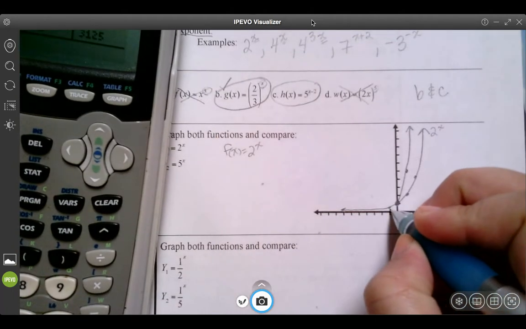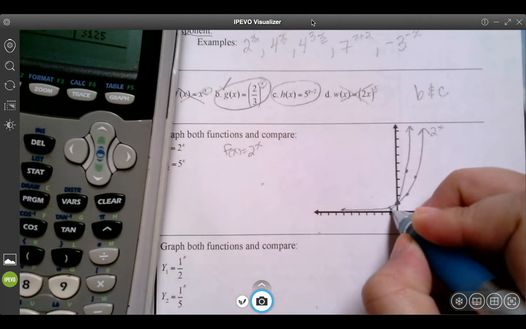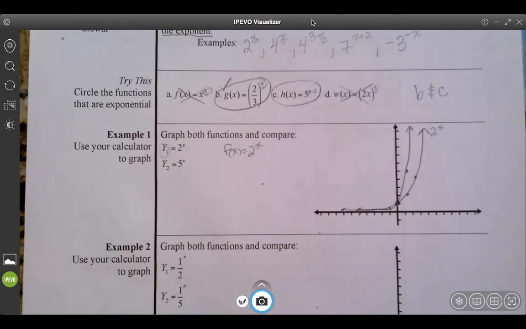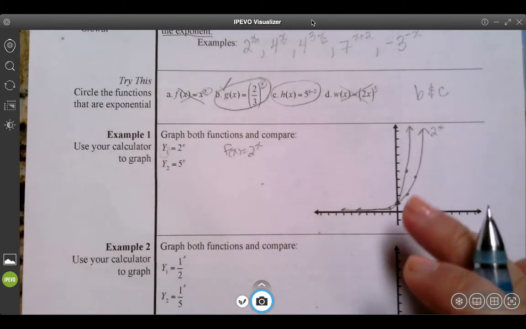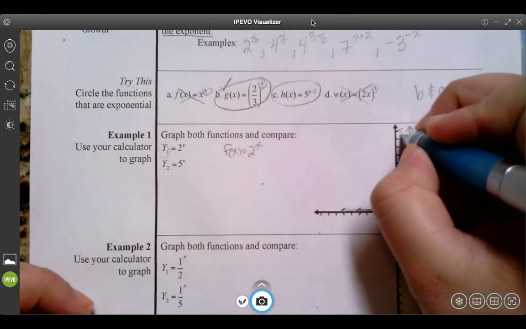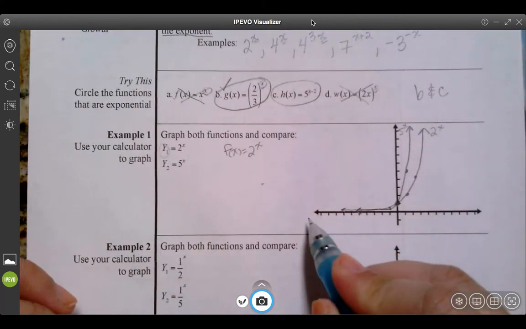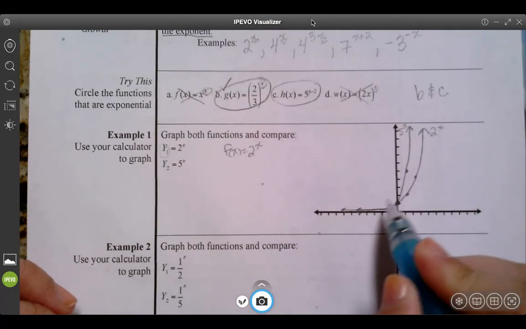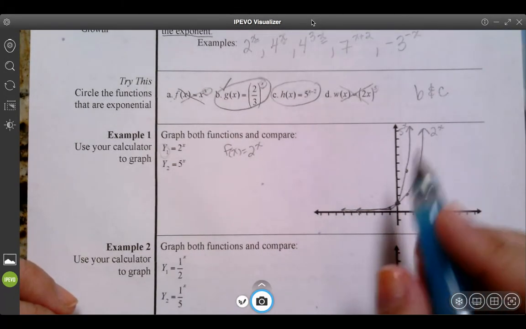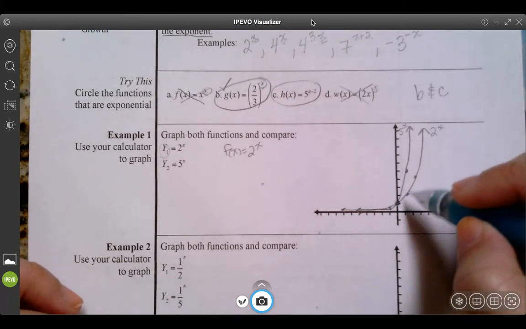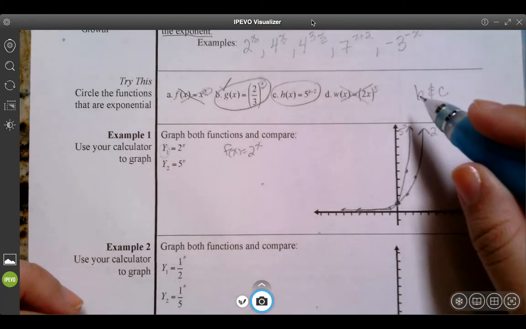Okay, so hopefully you're starting to see some patterns with these graphs. So let's talk about what is the difference between these two functions, 2 to the x and 5 to the x. Well, we can see that they both kind of go out along the x-axis here. And they both grow very steeply, right? So they both have significant rates of change.